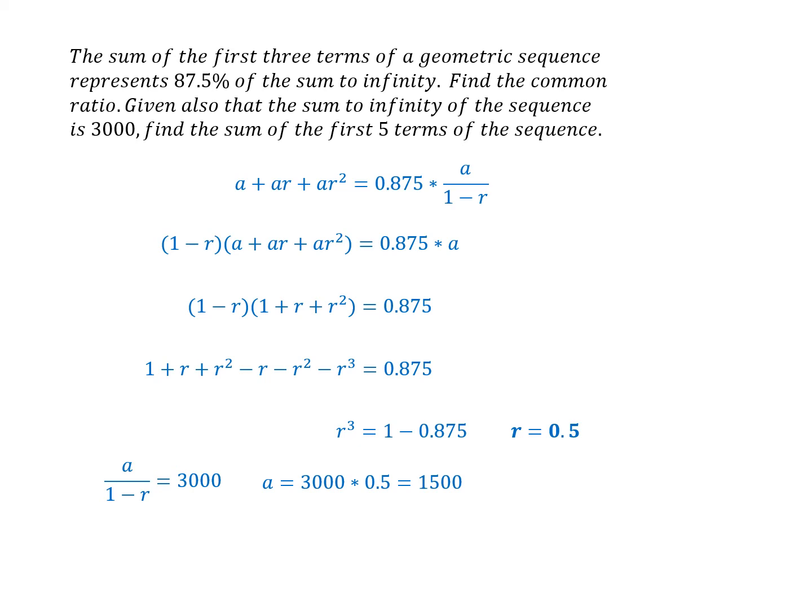So we found a and r now, and the last part of the question is to find the sum of the first 5 terms. So that's S5, which is a times 1 minus r to the n over 1 minus r. So that's 2906.25. Okay, so there we are.